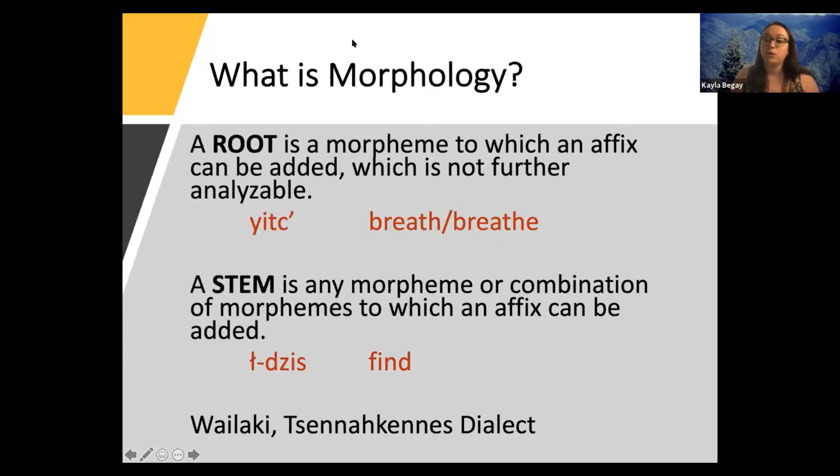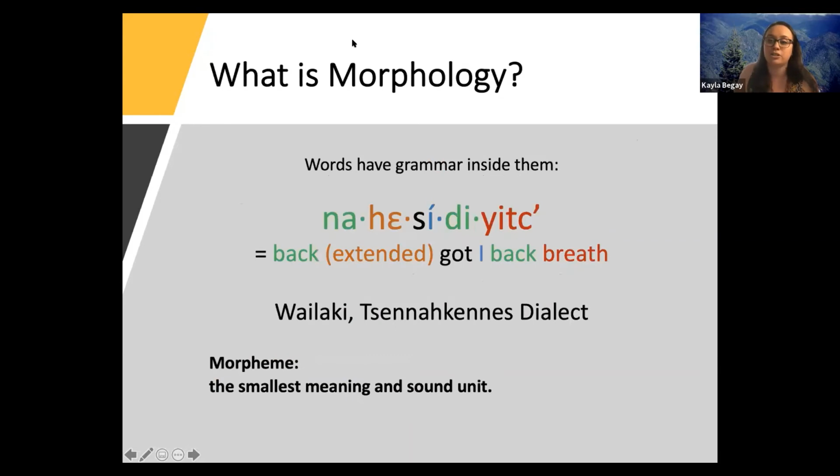So a little bit more about word parts. This might be review for some, and we'll just go ahead and go through. A root is a morpheme, right? Remember the smallest meaning to sound unit. A root is a morpheme to which an affix can be added, and it's not further analyzable. So a root is a morpheme, just one morpheme, and things can be added to it to build the word, right? It's also often encoding the most basic meaning part of the word. So back to this example, yitch is the root here.